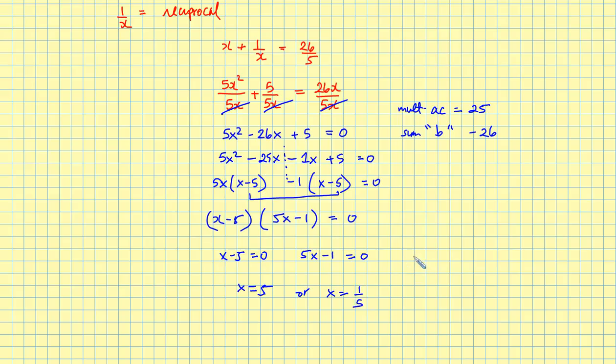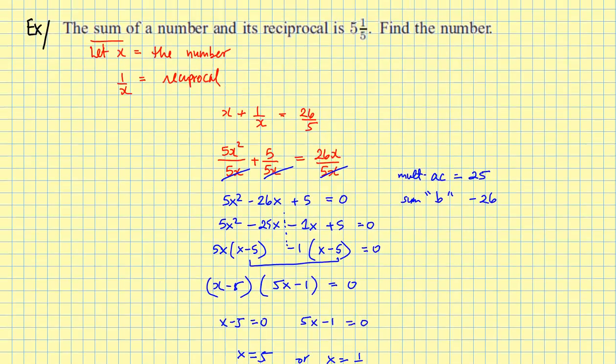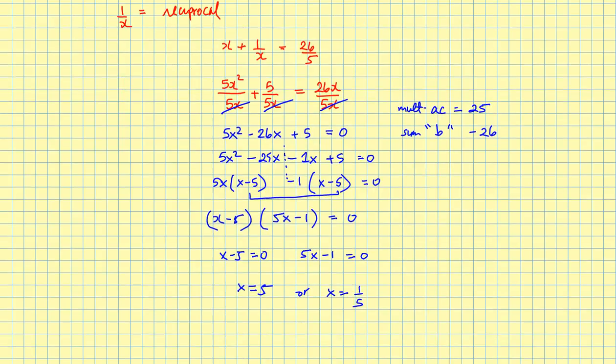This question probably didn't even require all of this work, because the numbers actually turned out to be just 5 and 1/5. So that was probably not even required. Therefore, in writing our final statement, following our schema here, the numbers are 5 and 1/5. Done.